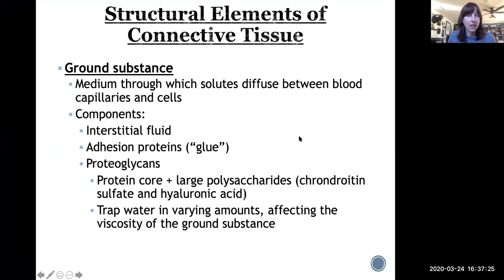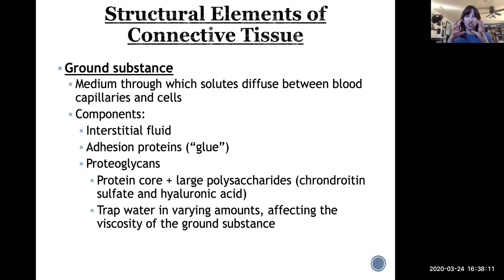So more on the ground substance. This is the fluid or the medium through which the solutes diffuse between the blood capillaries and the cells. So it's interstitial or extracellular fluid. You also have proteins that are sticky. They are adhesion proteins that act as glue to keep the connective tissue together as one tissue. And then you also have proteins that have a carbohydrate aspect to them that trap water in varying amounts, which basically lets the ground substance be either very thin and watery or very thick and gelatinous.